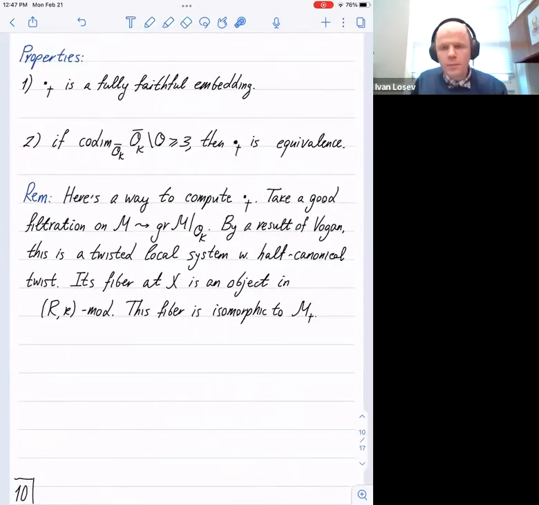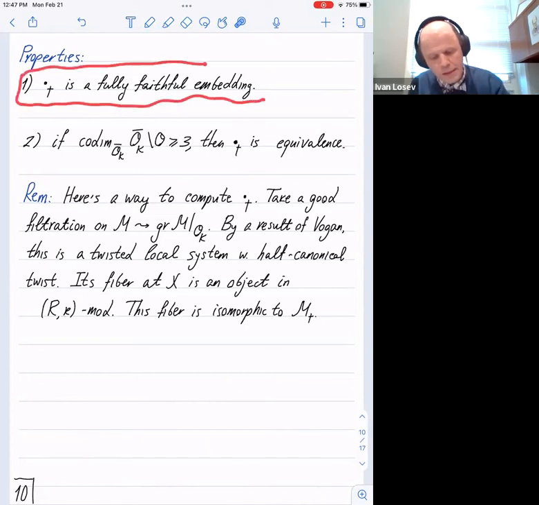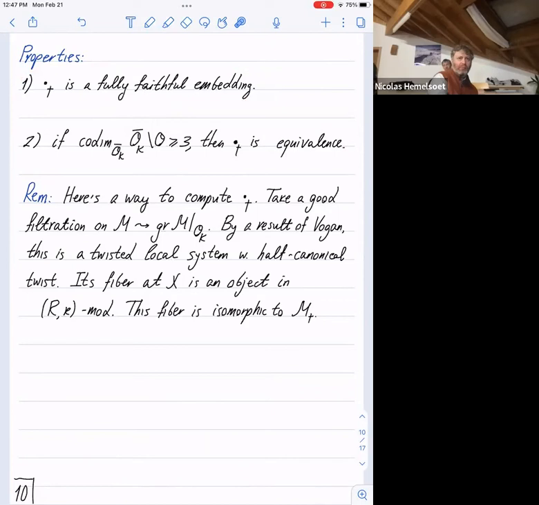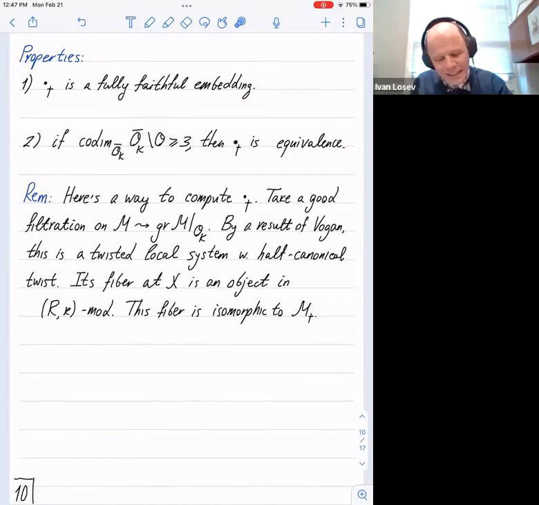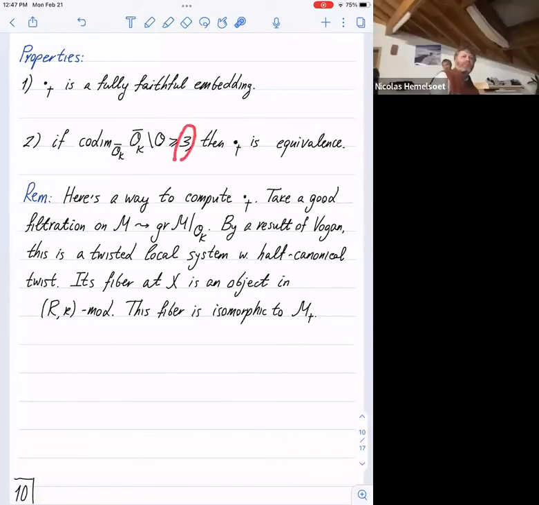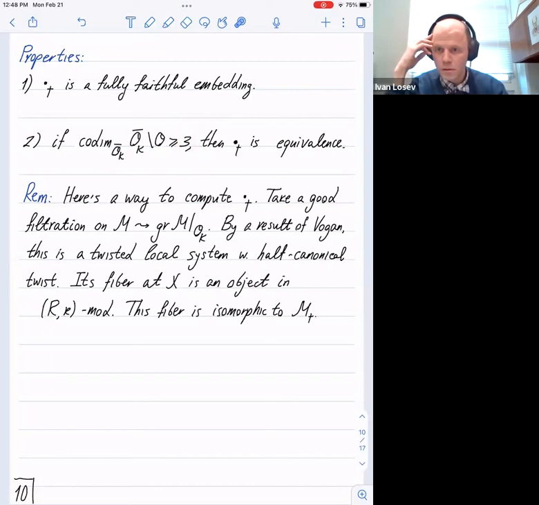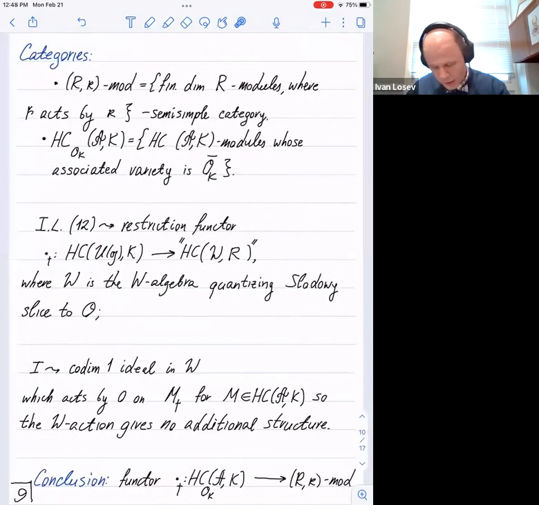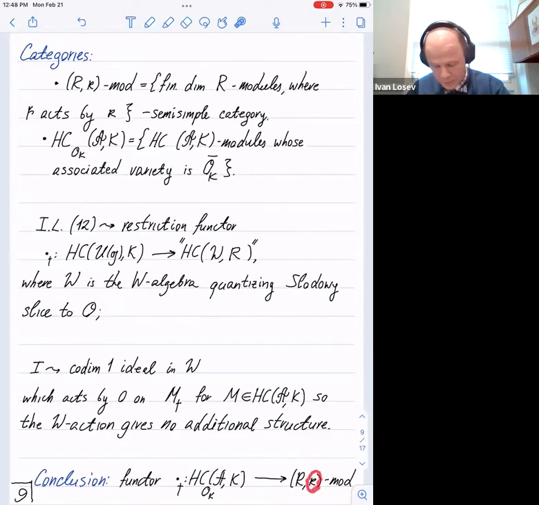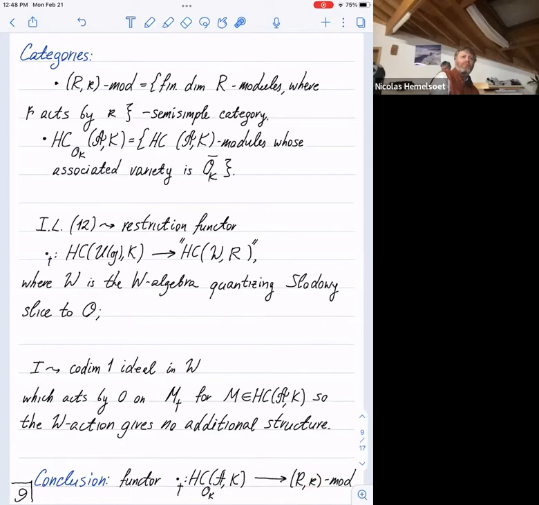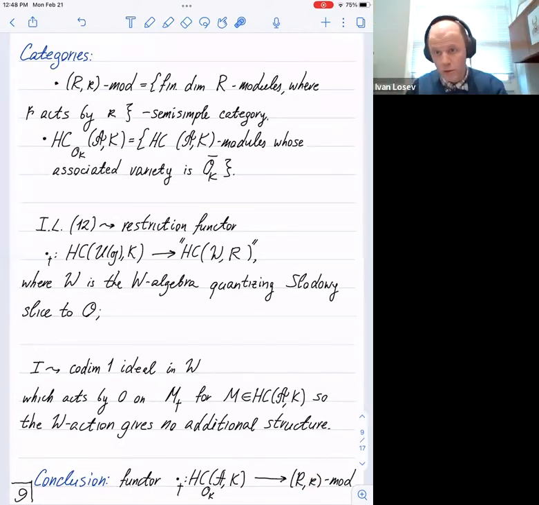Okay, so let me tell you a bit more about this functor. So first, let me explain some properties that it has. So it turns out that it's a fully faithful embedding. In particular, this category of Harish Chandra modules is semi-simple. And second, if my situation improves even further, and the codimension of the boundary of the K-orbit is at least 3, then this functor is an equivalence. And I've already finished my classification problem. So I'm already able to classify the irreducibles in my category of Harish Chandra modules. How? Well, I need to compute this character. This character gives me a Schur multiplier for the component group, and I just look at all irreducible projective representations with the Schur multiplier.